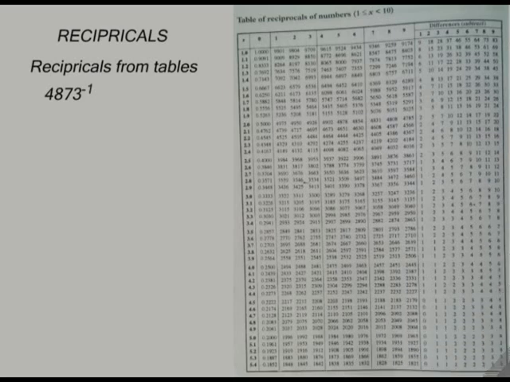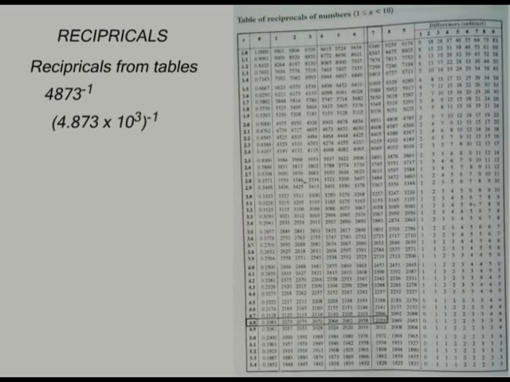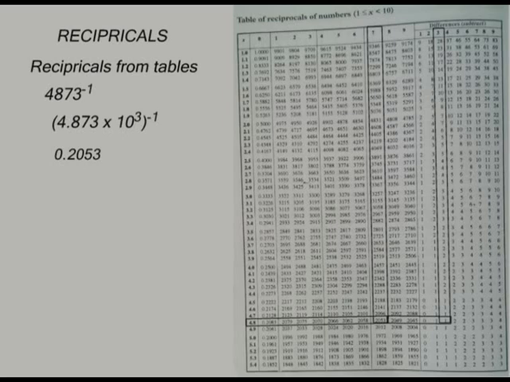How about the reciprocal of 4,873? We make it in standard form. That becomes 4.873 times 10 raised to power 3. 4.8 is here, coincides with 7 here. The number here is 0.2053. To the differences column, we move down column 3. They meet here. The number is 1. We subtract and we get 0.2052.